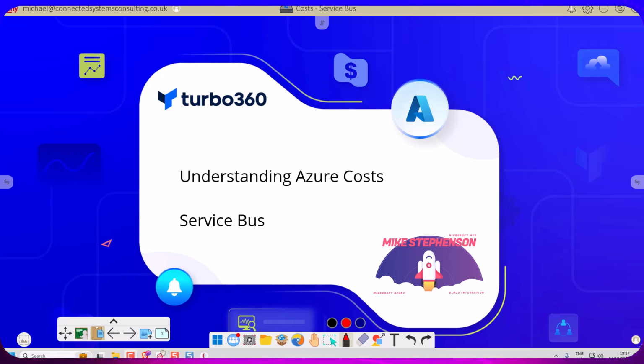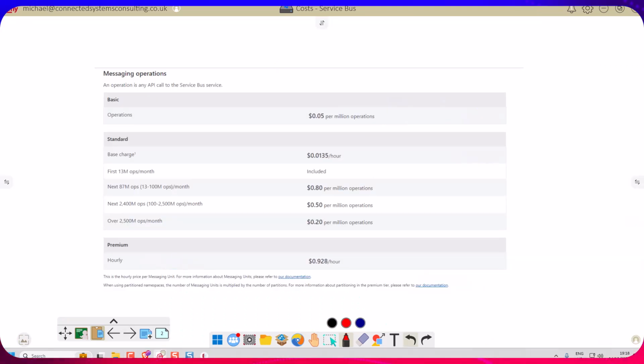In today's video, it's the next in my series of videos following the talk I did at the Nordic Integration Summit. Today we're going to take a bit of a deeper dive trying to understand the costs for Azure Service Bus. So let's start off with a quick look at the table in the Azure pricing documentation.